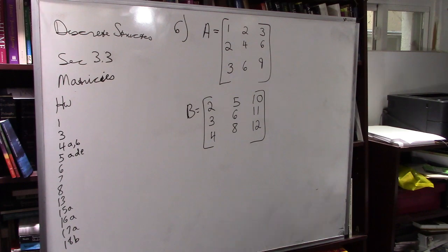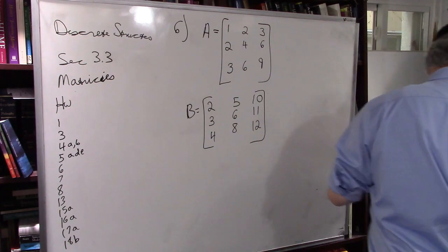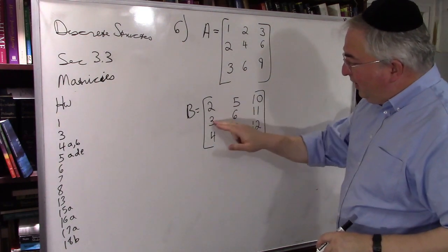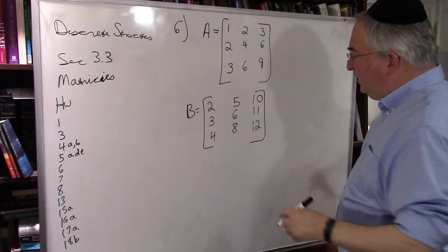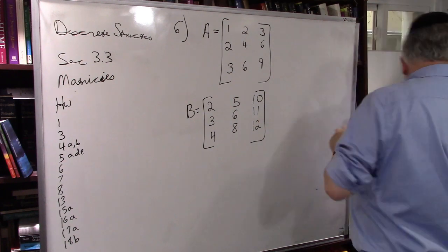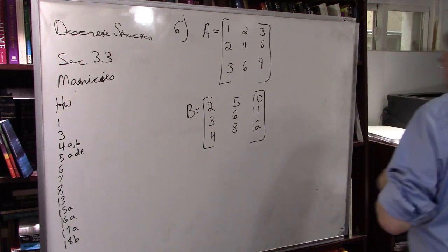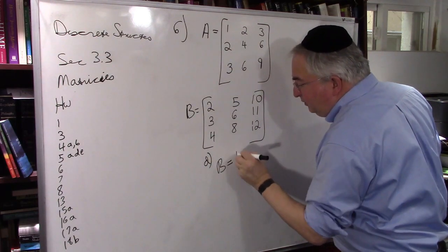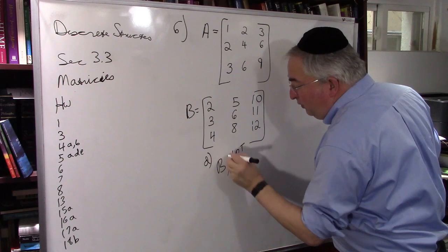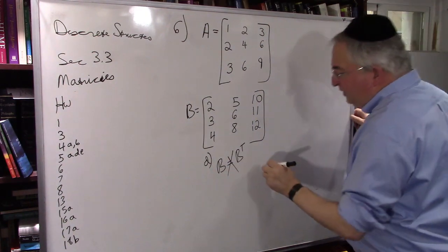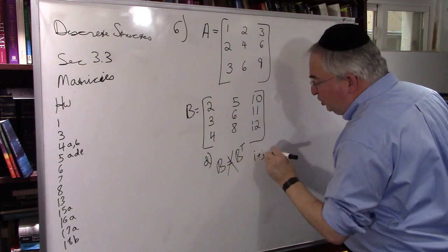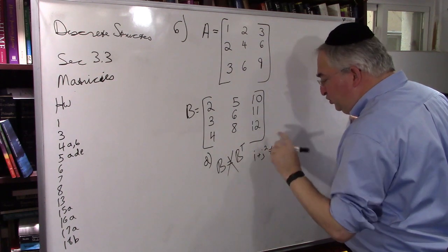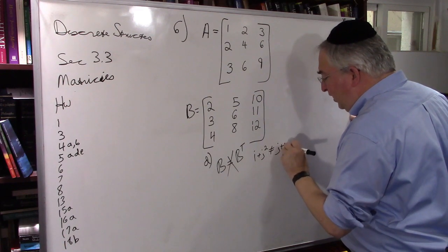They want you to find A plus B. So this is problem A. Oh, by the way, is this symmetric? No, it's not. 5, 3, no. 10, 4, no. 11, no. It's not symmetric. So part D asks if it's symmetric. B is equal to B transpose, and the answer is no, it's not. The reason is because I plus J squared is not the same thing as, if you swapped it, J plus I squared.